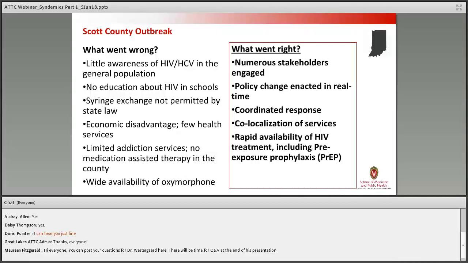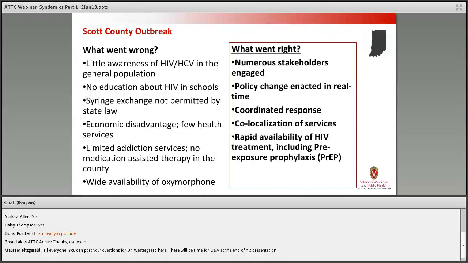So overall, what is there to learn from this? It is very clear that the environment in which this happened was one where there was very little awareness of HIV or hepatitis C in the general population. There was no education about HIV in schools. Syringe exchange was not permitted by state law. The Robert Wood Johnson Foundation does the county health rankings, so looking at publicly reported data, what are the counties in each state that have the best health and the worst health. Scott County had traditionally been 92 out of 92 in Indiana. So it was a county with not a lot of resources.